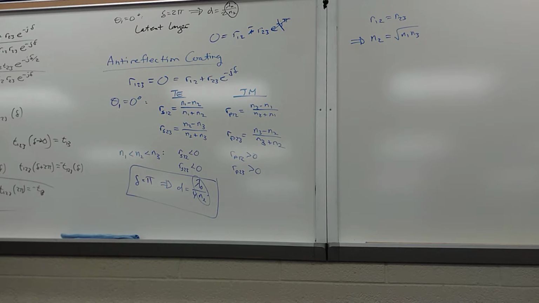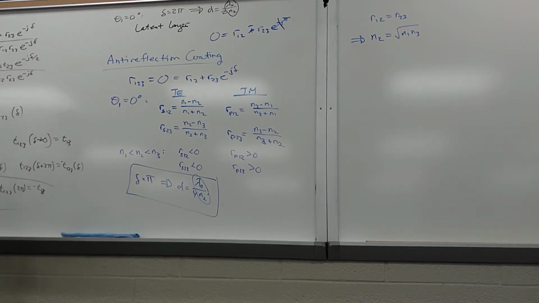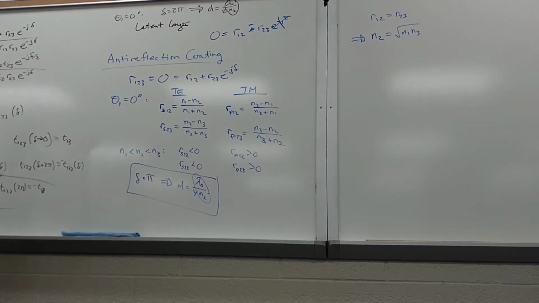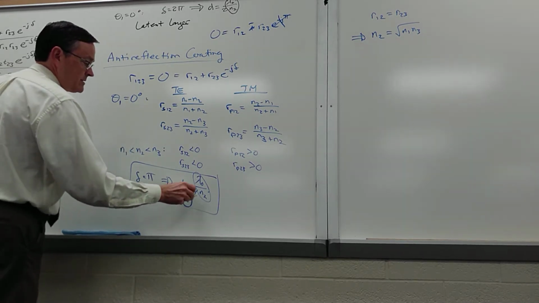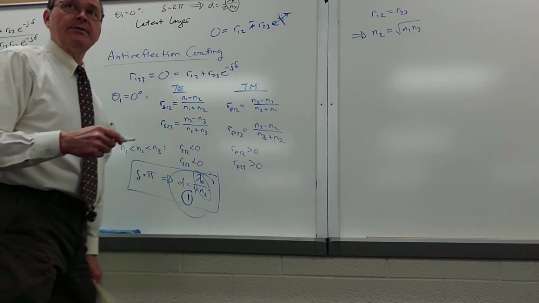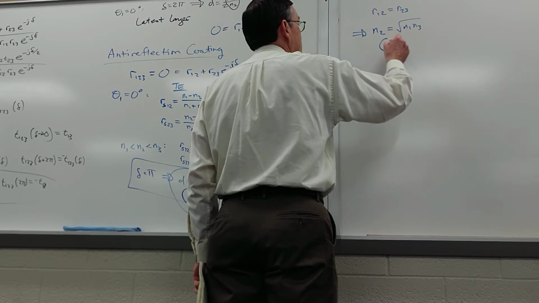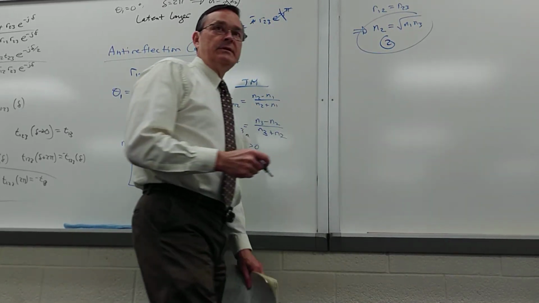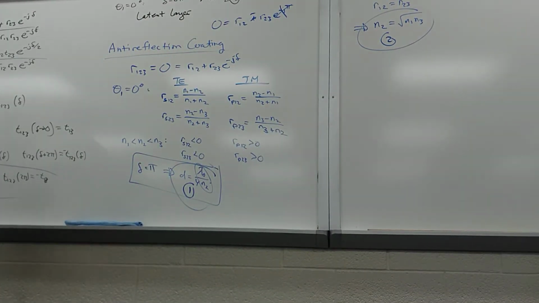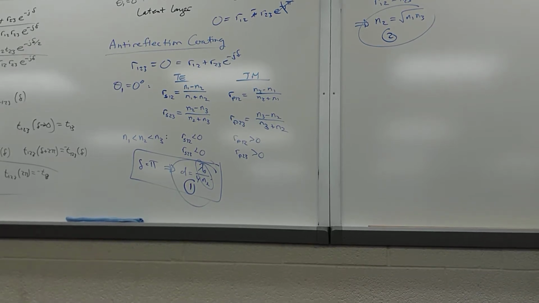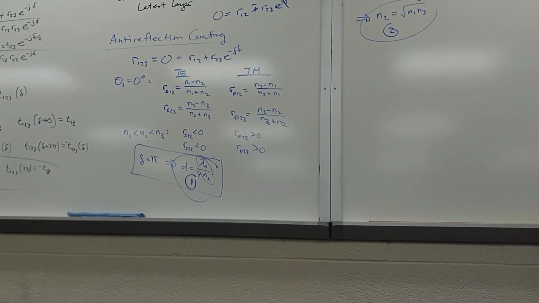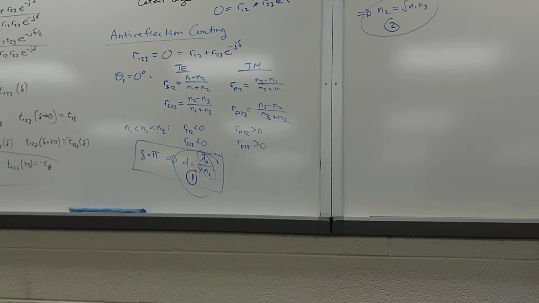Okay, so to make an anti-reflection coating with a single layer, it's really easy. This is our first criteria: quarter wavelength thick in the medium. This is our second criteria: the refractive index of the film has to be the square root of the product of the ambient and the substrate refractive indices. That's it. That's all there is to it. So, that's pretty nice that it works out so well.